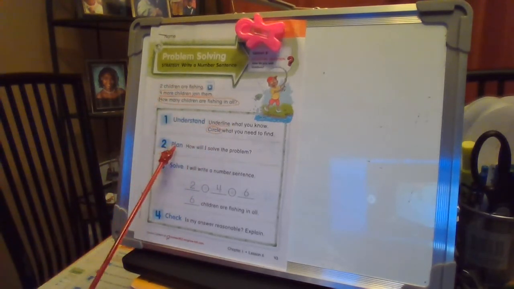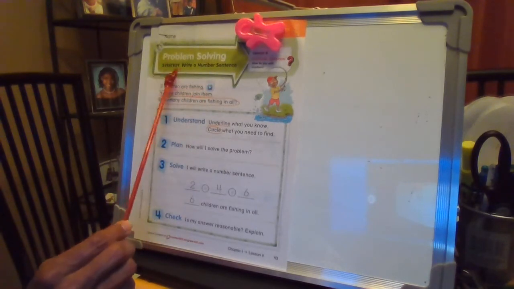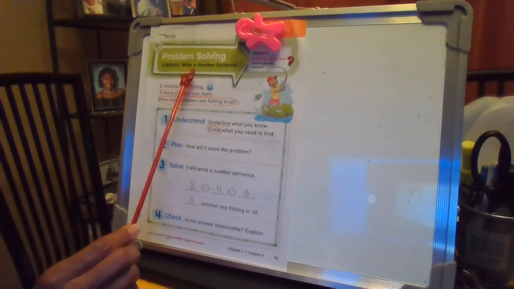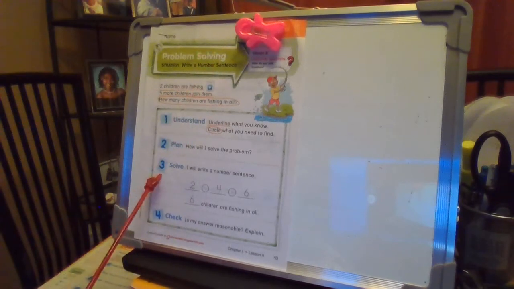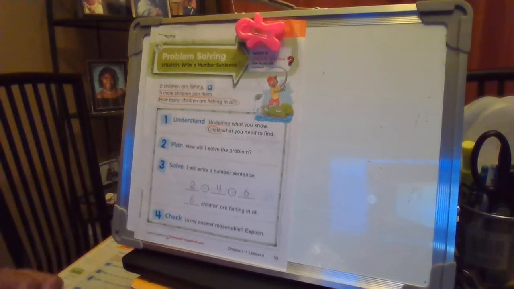Plan. Step 2, you're going to plan. How are you going to solve this problem? We're going to solve it by writing a number sentence. This is the strategy we're going to use. Write a number sentence. Okay, so then we're going to solve it. It says, I will write a number sentence. What we can do, you can take your connecting cubes, and I am going to use my counters just to help me, because sometimes I need a visual.